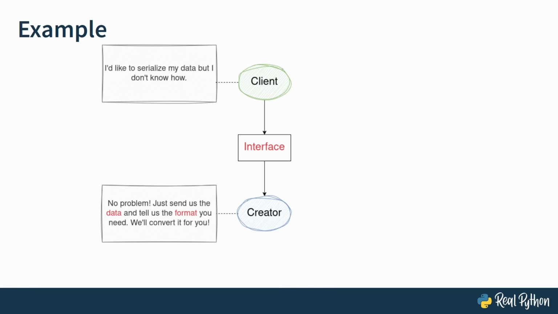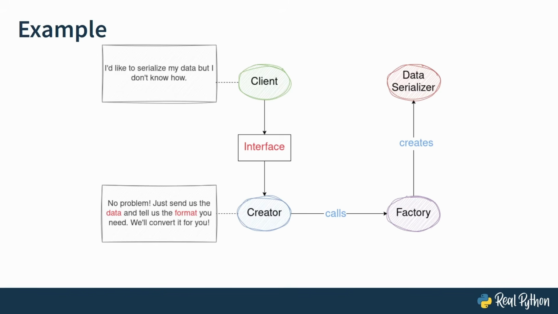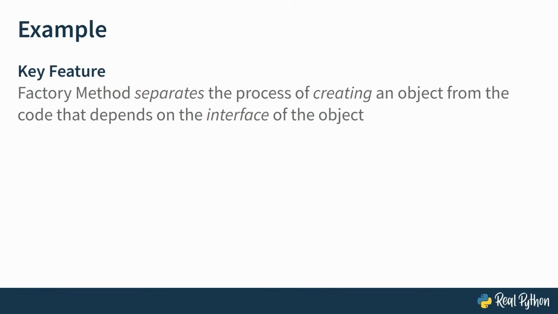And this makes life a lot easier for the client, because from now on, the creator will then call the factory. The factory creates the data serializers, and those products, the data serializers, are then returned to the client, who can use them, but doesn't have to worry about how they were created. So that's our example. Now, remember the key feature of the factory method, which separates the process of creating an object from the code that depends on the interface of the object. So have we established that?